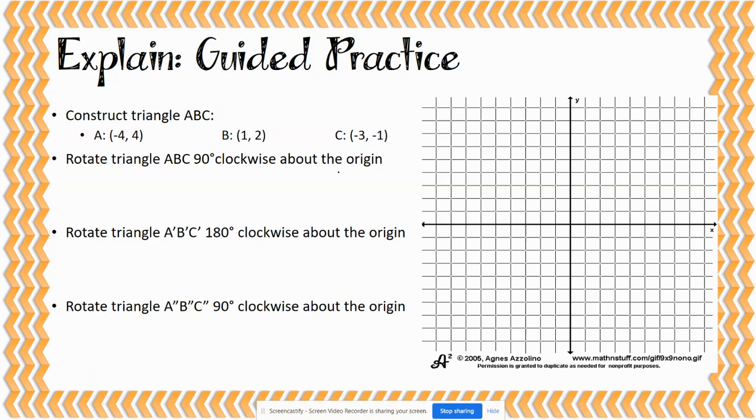So for triangle ABC, A is located at (-4, 4), so that's left 4 and then up 4. So here is A. B is located at (1, 2), so that's right 1, up 2. C is located at (-3, -1), so that's left 3 and then down 1. So we would connect those points.